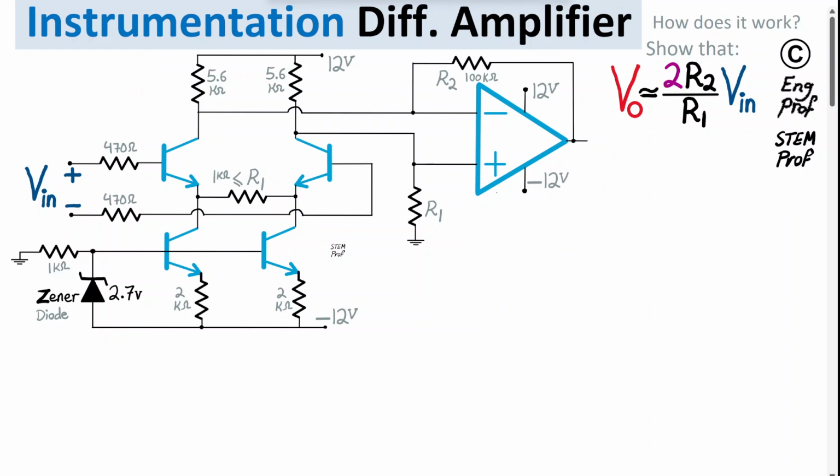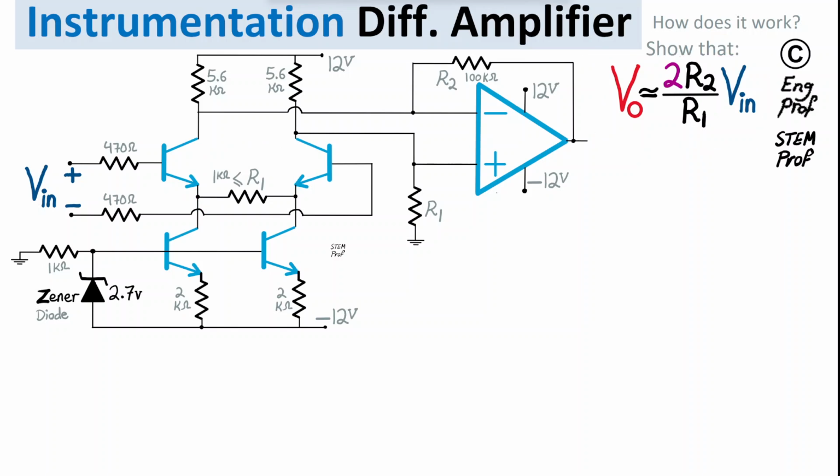So let's see how this circuit is working. We want to see the operation of the circuit intuitively, and at the same time we want to show that the output voltage at this node, at the output of the op-amp, is approximately equal to 2 times R2, the resistor in the feedback loop of the op-amp, divided by R1, the resistor that is connecting the emitters of the two BJT transistors. So it's a simple formula, but it's an interesting operation.